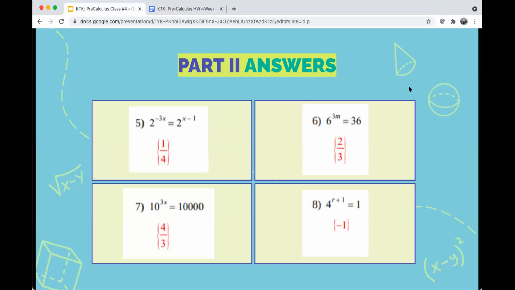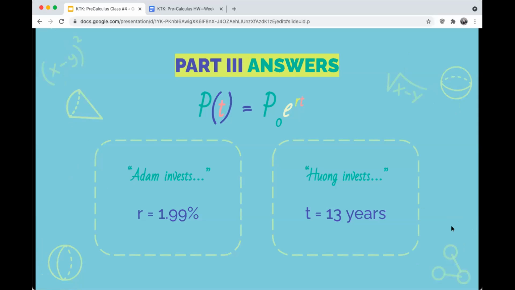On to part 2. So our part 2 answers for 5, 6, 7, and 8. We've got 1 by 4, 2 by 3, 4 by 3, and -1. Any questions on how we got to this answer, or any of these answers? Sorry. All right, I don't see any questions, so you can go ahead and move on to part 3.